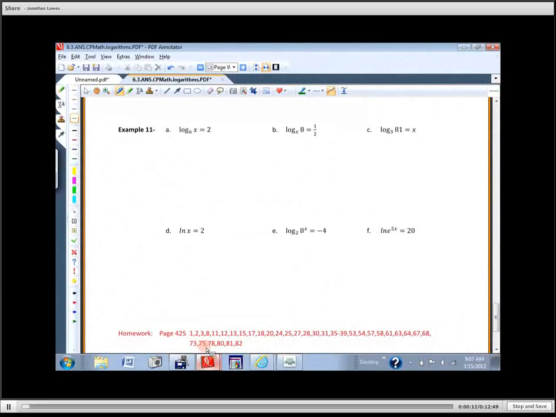Let's take a look at example 11. So we've got these 6 problems, and then the rest of the time I'll just let you work on 6-3. We'll finish this up tomorrow, and then you can walk out of here. No math to worry about over spring break. Have a good time and all that sort of stuff.